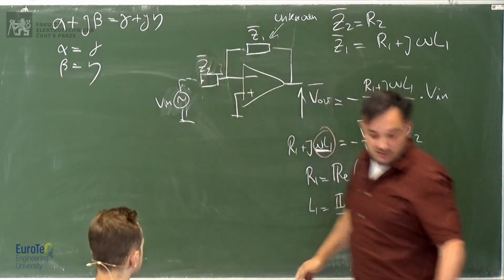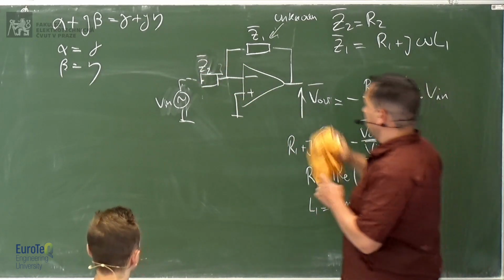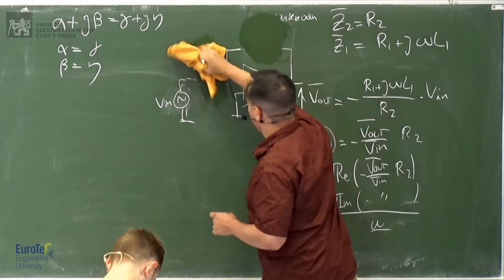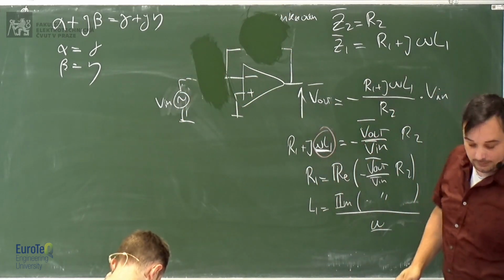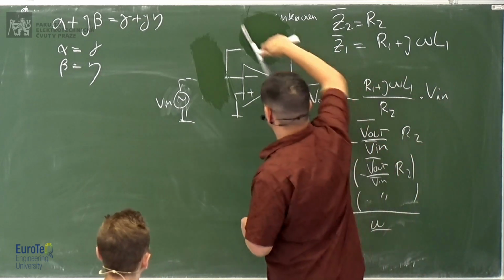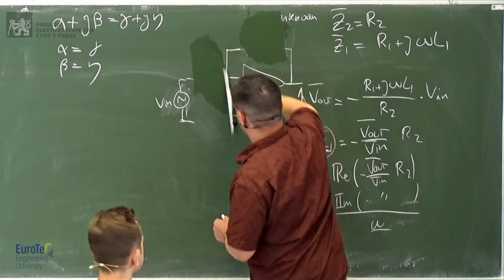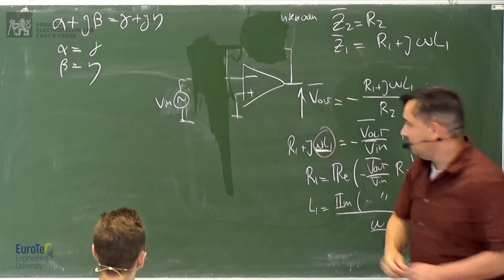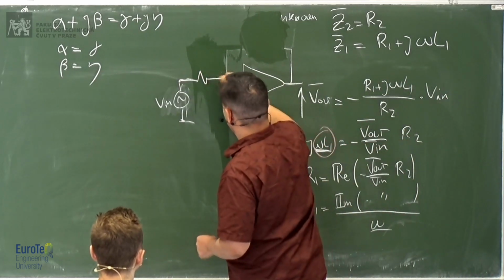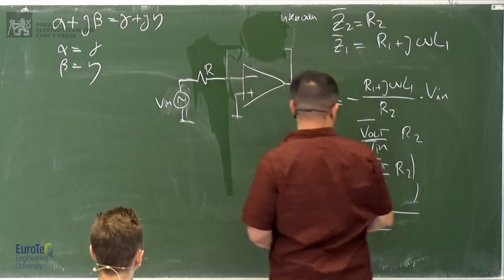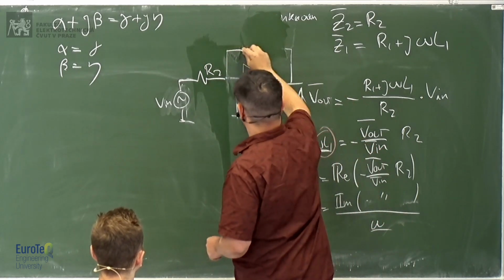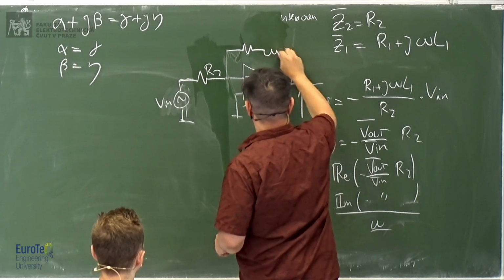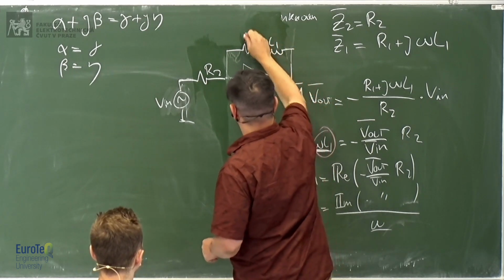So now we have here just, let's say, at the input we have a resistance, which we call R2, and here R1, okay?